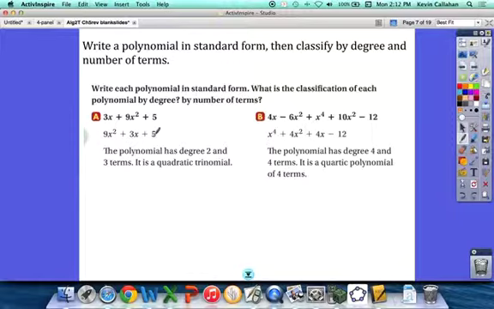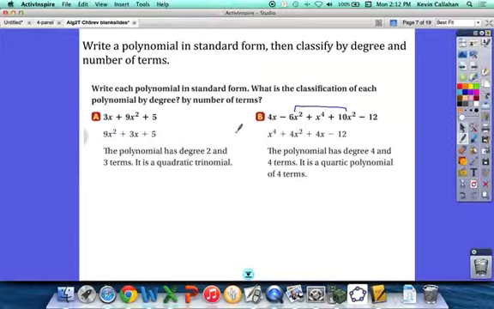How about this one? What did they have to do to this one before they put it in order? They combined like terms, right? These 2 had to be combined. And then they put it in order. X to the 4th. 10x squared minus 6x squared is 4x squared, plus 4x minus 12, right? And that is 4th degree, so it's called quartic. And 4 terms means polynomial, right?